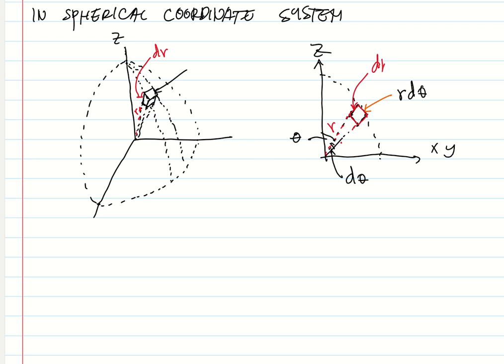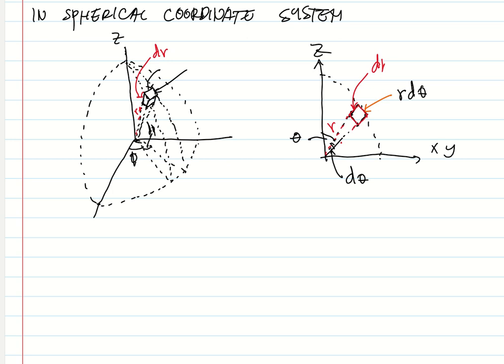For the last side, this is the last side here. So how can we determine that side? We cannot just multiply r with the angle. We know the angle here. If you project that, this is our phi. So this angle here should be d phi.